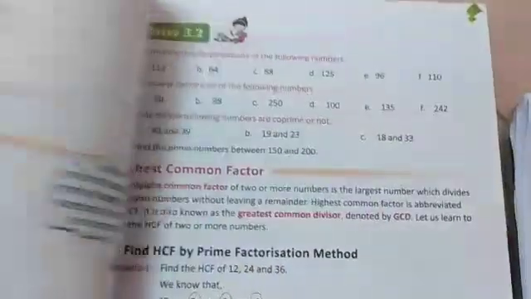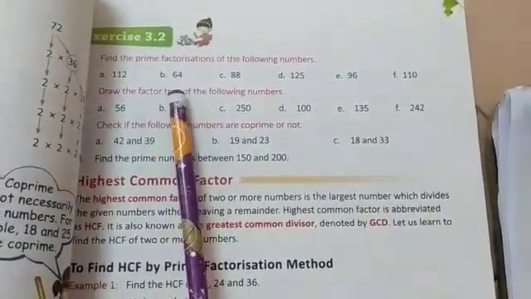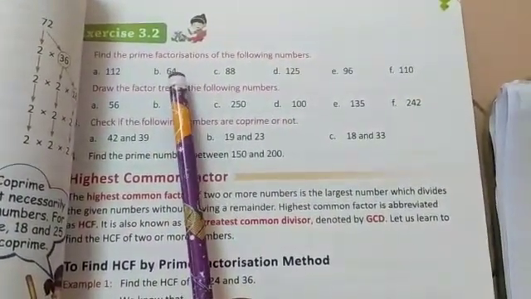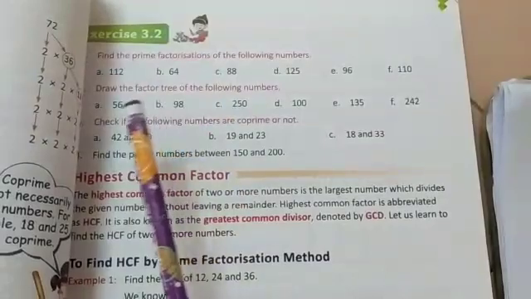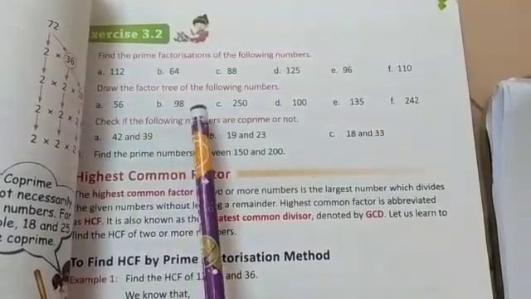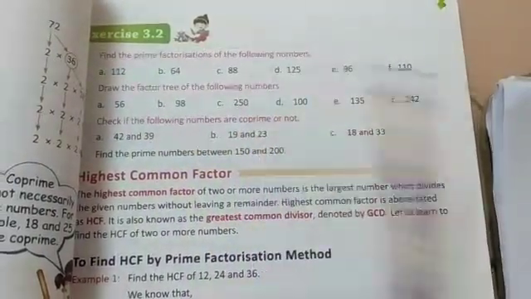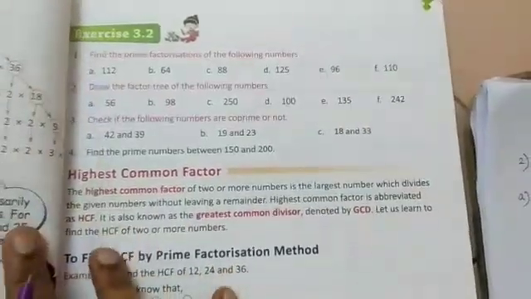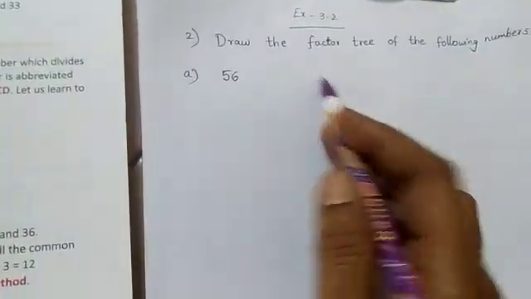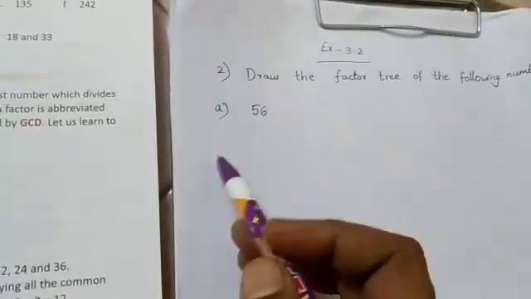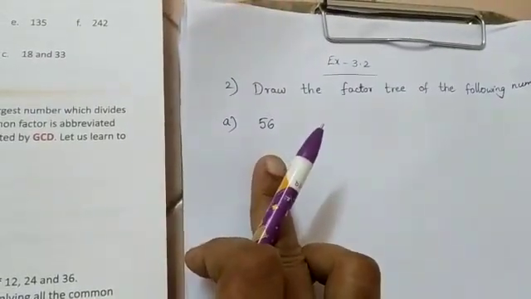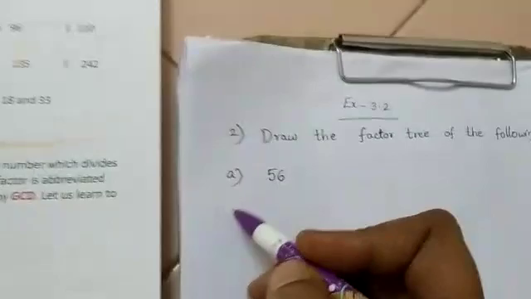Yesterday we completed prime factorizations. So today, draw the factor tree of the following numbers. This is Roman numeral 2. Draw the factor tree of the following numbers. The first number is 56.